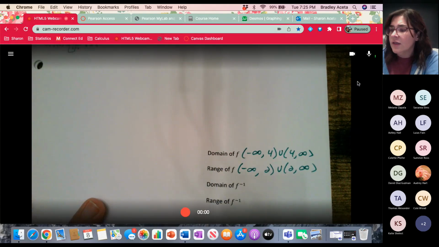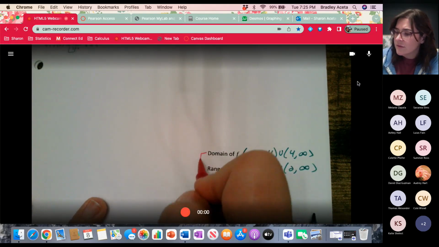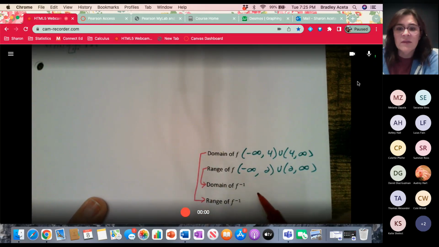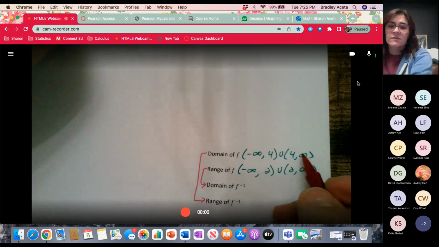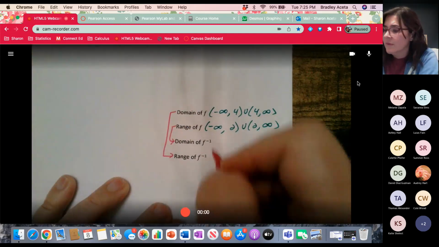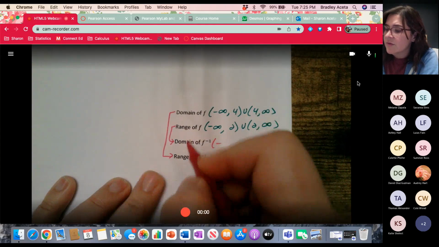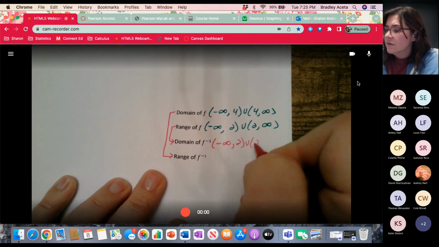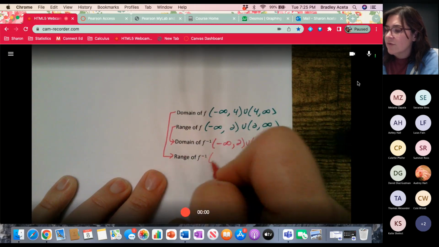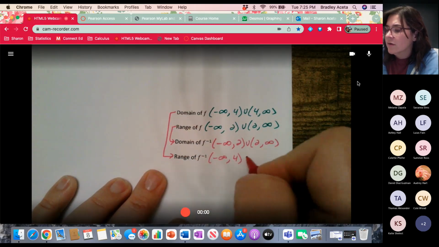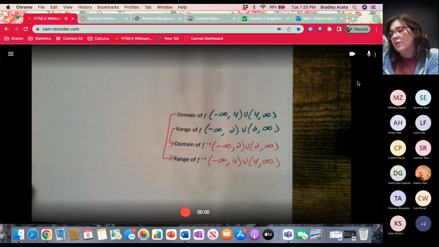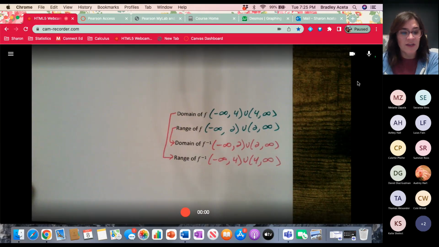And then again, if you just switch these and those, that's going to be the inverse. And you know you did it right if you can just switch these. The domain of the inverse would now go from negative infinity to 2, and 2 to infinity. The range would now go from negative infinity to 4. And now we're going to actually find the equation that does that for us.